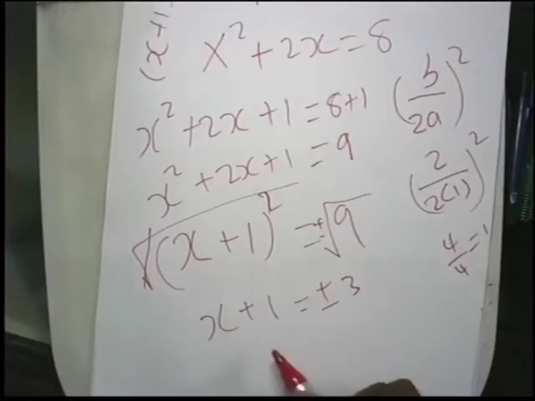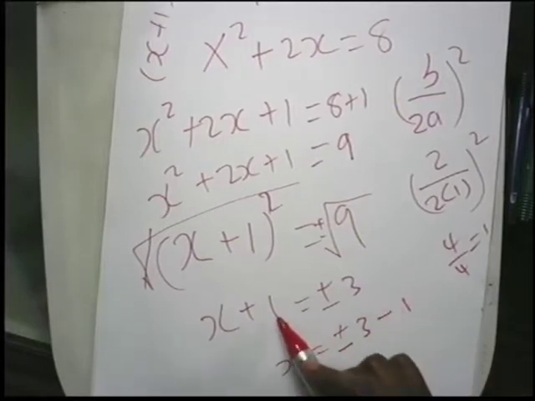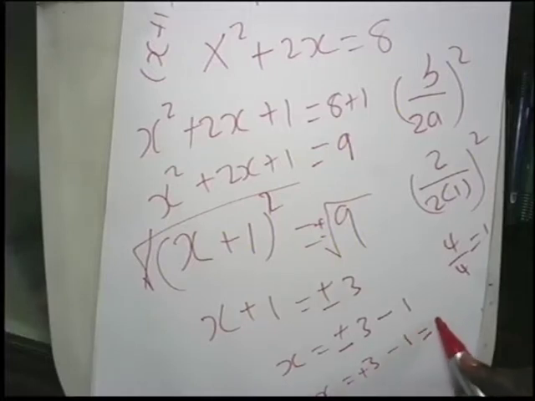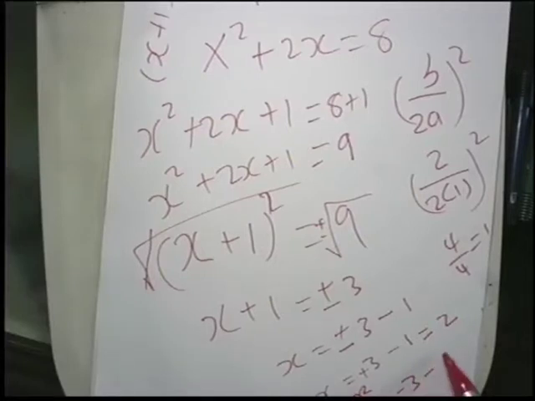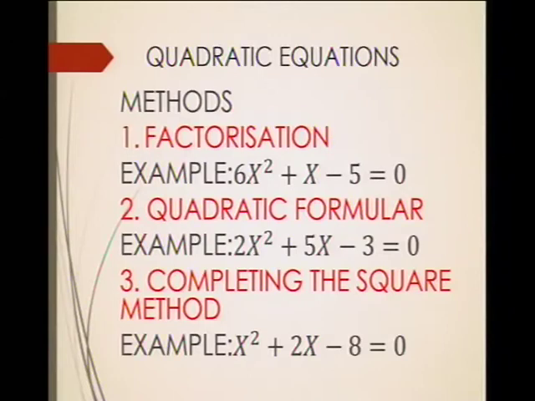Alright? Now, we have to take the constant to the other side. We will have x equals plus or minus 3 minus 1, because this is a positive, it goes there and becomes a negative. So, our first x is a positive 3 minus 1, which will give us 2. And the other one will be x equals minus 3 minus 1, which will give us a negative 4. And that is our solution. Okay? You can just go through and practice more. You'll get it right.